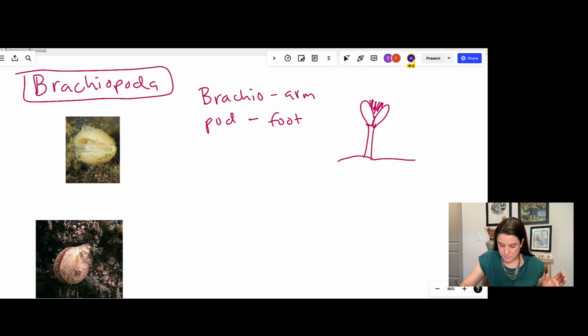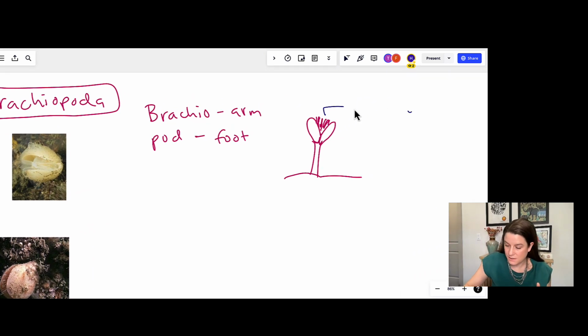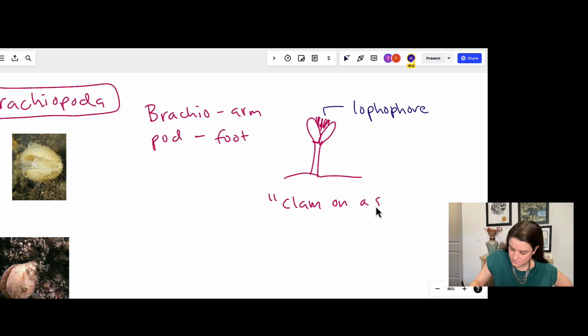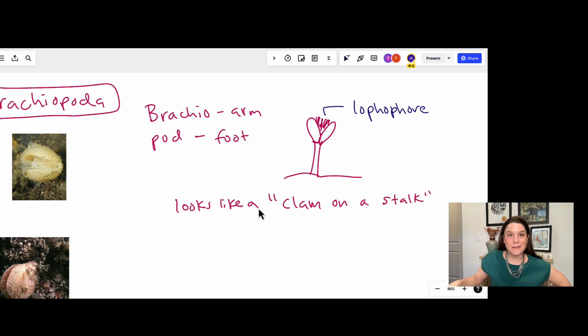They are different than clams, but you can see here the little clammy part and that sticky outy part in the middle. That's the lophophore is what we call that. So that's part of where the lophotrochozoan word comes from. Some of these groups have the lophophore. It captures food basically and brings it into the body. Stick or maybe stalk, I don't know. Looks like a clam on a stalk.